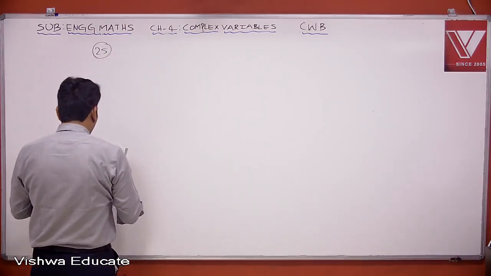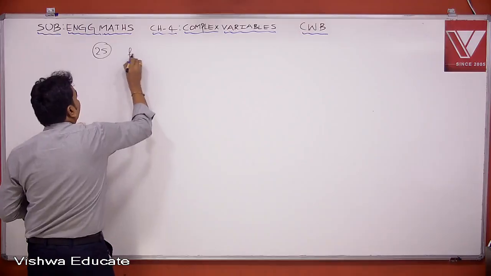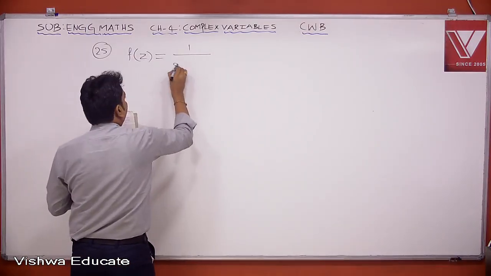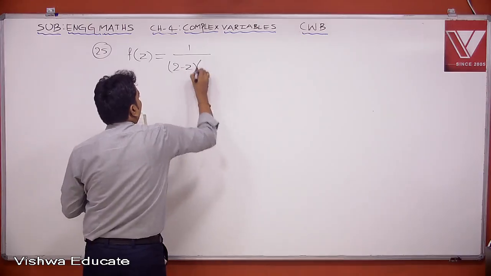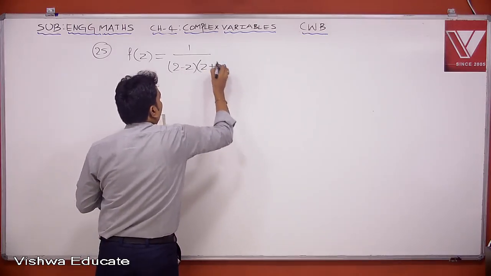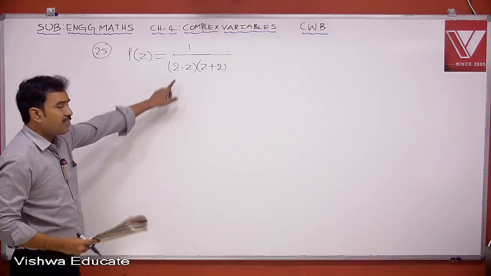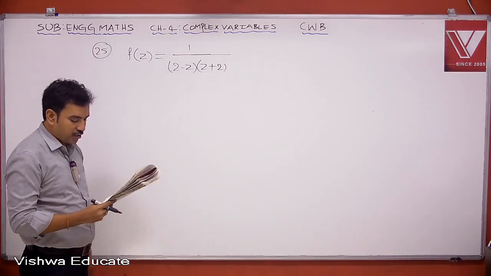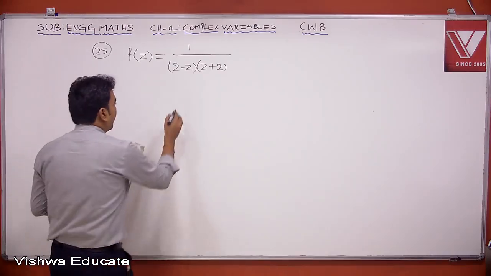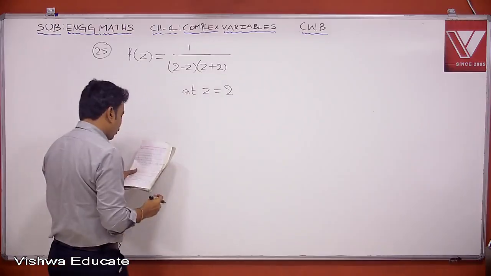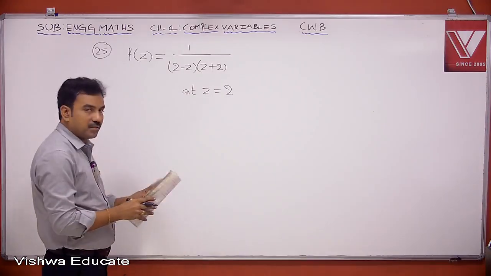25. For the function f of z equal to 1 divided by (2 minus z) into (z plus 2), the residue at z equal to 2. Residue value at z equal to 2 is blank.